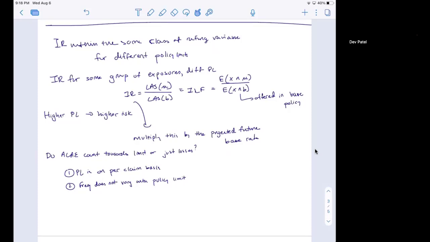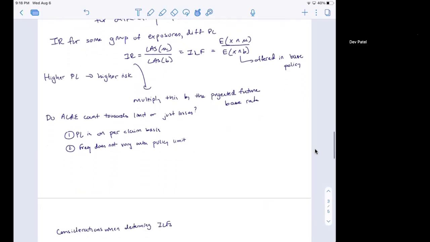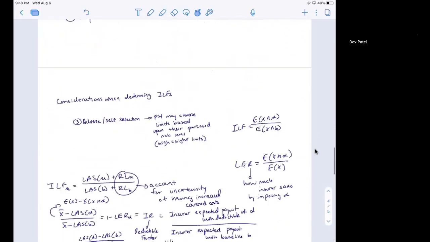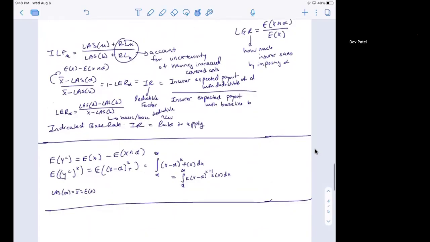So when you're testing for these different policy limits or different deductibles, increased limit factor is the indicated relativity. So this is expected value of X, policy limit U, over expected value of X, policy limit B. Increased limit factor is also the same as some of the severity topics that we talked about before. And with increased limit factor, sometimes there is also a risk load factor, and this risk load factor is there to account for the uncertainty of having increased covered loss. This will typically be a function that is given in the exam question.